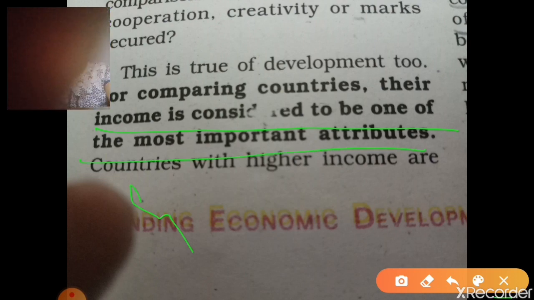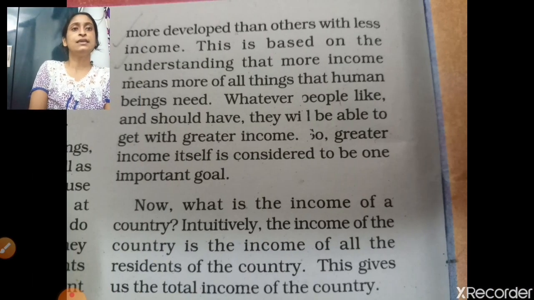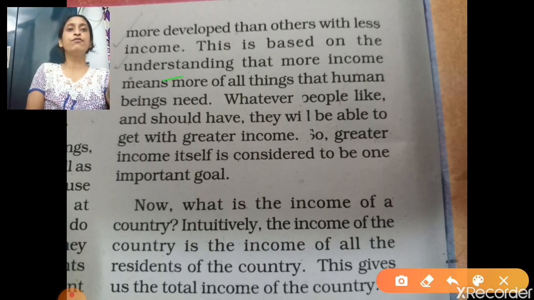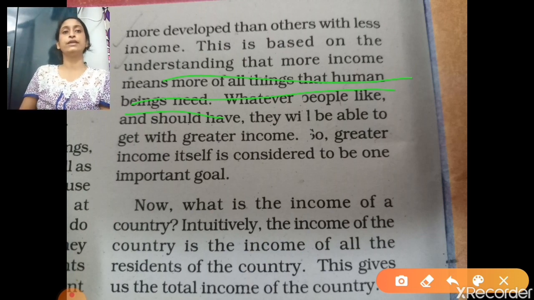Alright, now why is it considered to be the most important attribute? Because it is said that with higher income, you get more of everything. Isn't it? The higher the income, you get more of everything. This is based on the understanding that the more the income, the more of everything that we need. More income means more of all the things that human beings need. Whatever people like and think they should have, they can have it only with greater income. So one of the most important criteria taken for comparing countries is income.